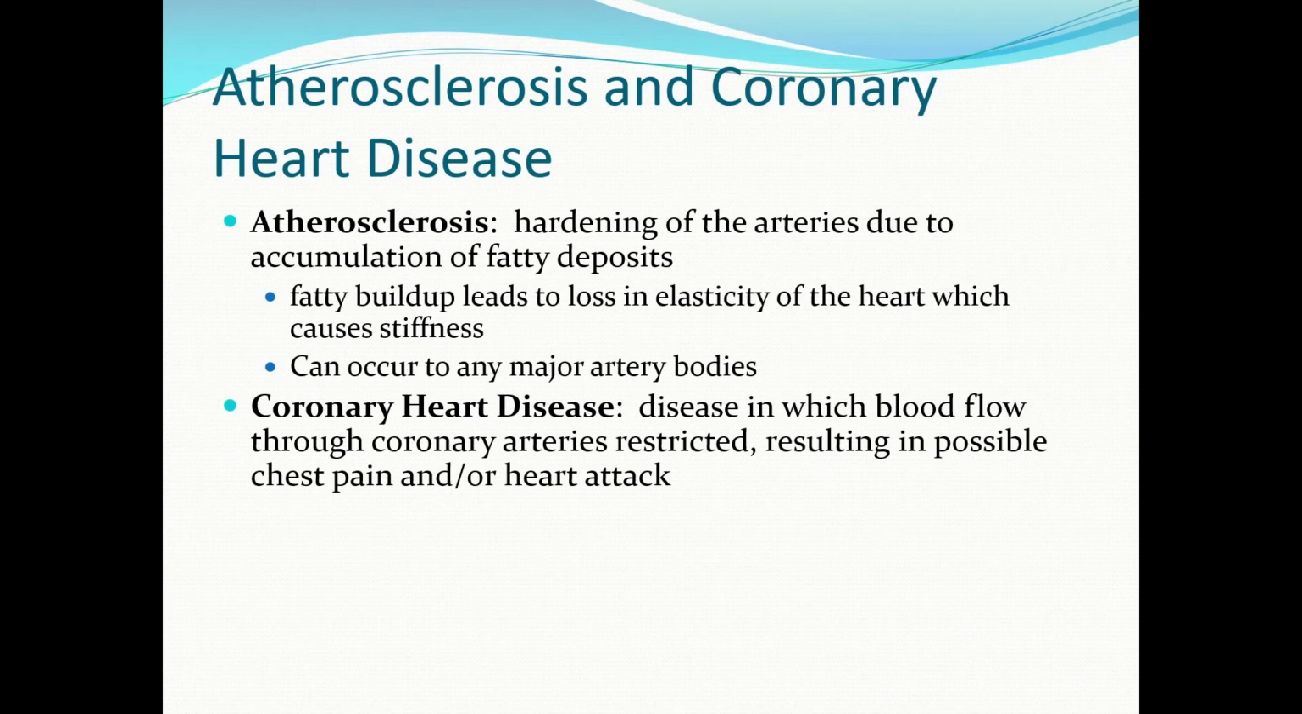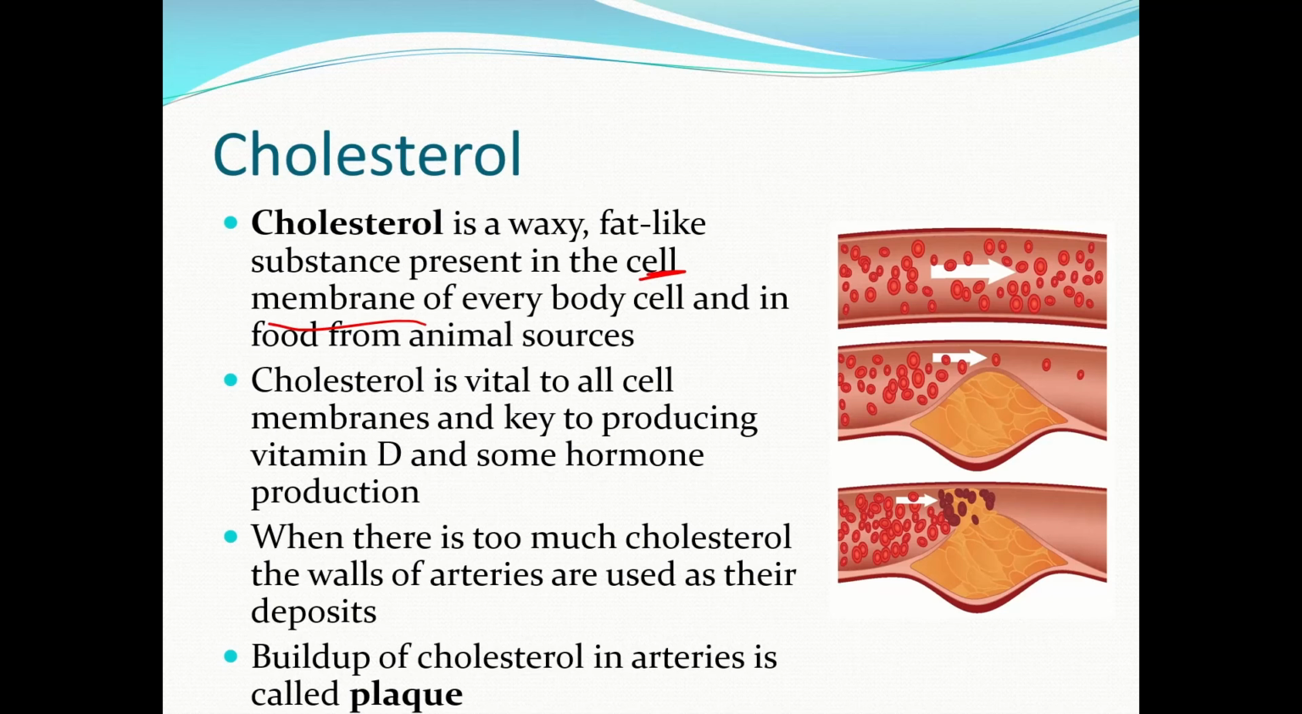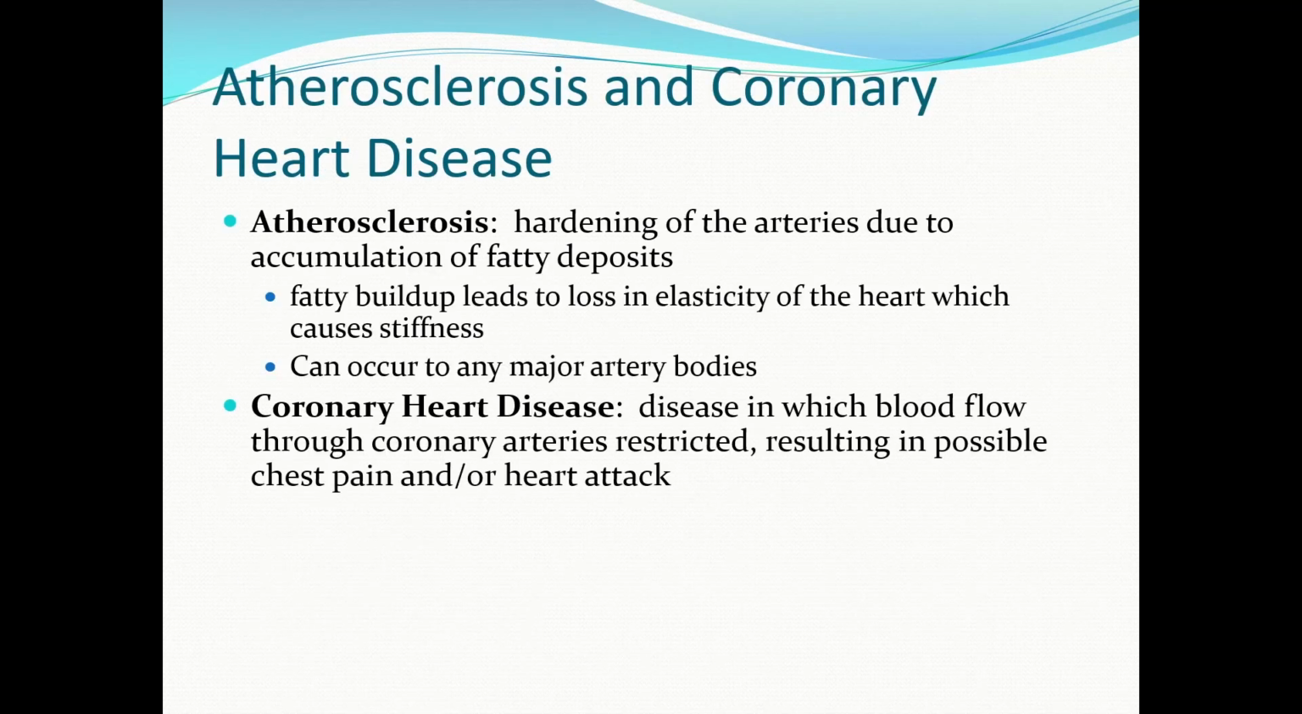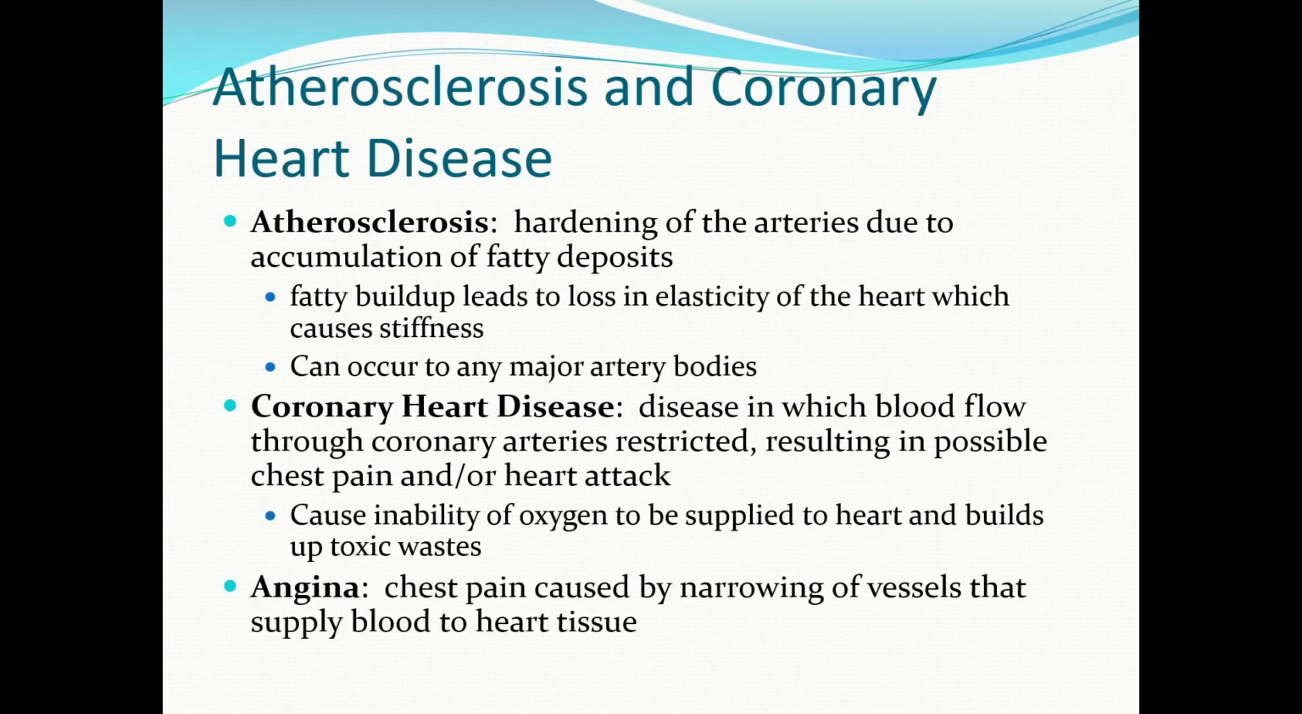And coronary heart disease, so a disease in which blood flow through the coronary arteries is restricted, resulting in possible chest pain or a heart attack, right? So if I go back, this blockage in your coronary arteries, that's when it's really dangerous. That's when you're going to have a heart attack because your heart doesn't get blood and oxygen and nutrients. Angina is chest pain caused by narrowing of blood vessels, so you usually get angina before you have a heart attack.